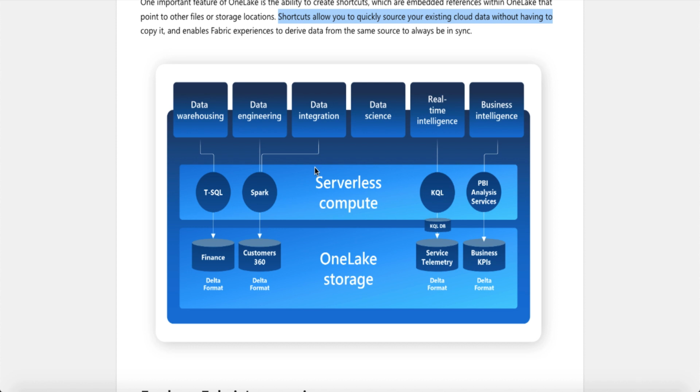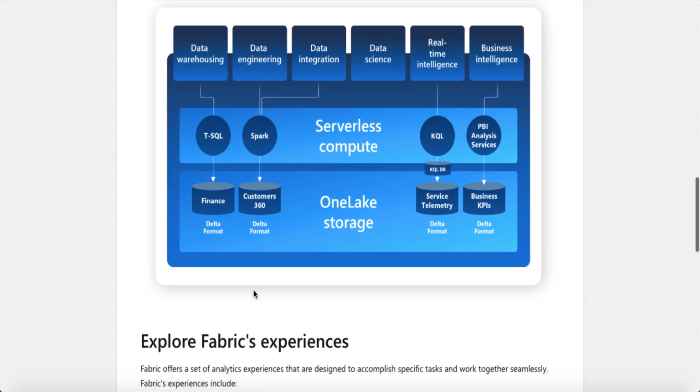So here you can see that we have these workloads, we have data warehousing we are doing, right? And then the data storage is OneLake storage, right? So we are doing the data warehousing, data engineering, data integration, data science, real-time analytics, and then business intelligence. So all the data is there in OneLake, and it is in Delta Parquet format. Okay.